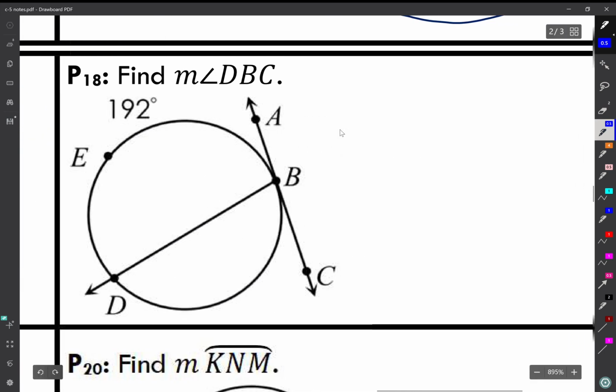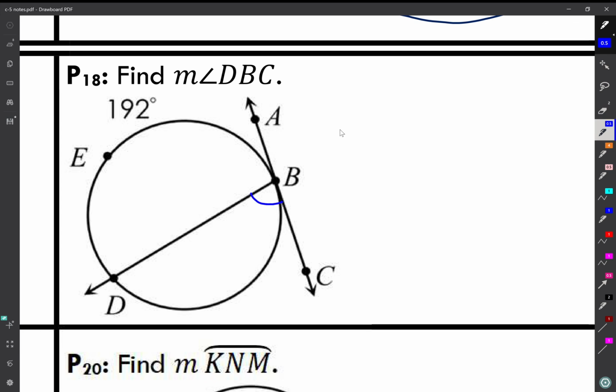P18. We want to find the measure of angle DBC. Here's what I'm going to do. I don't know its arc, so I'm going to find its arc first. I know the other part of the circle to be 192. So we'll do 360 minus 192. That's 168 degrees.